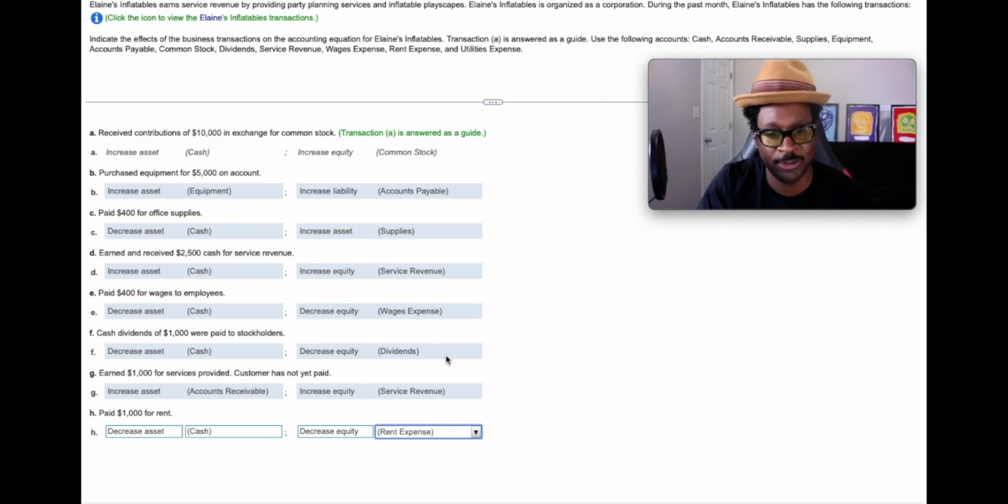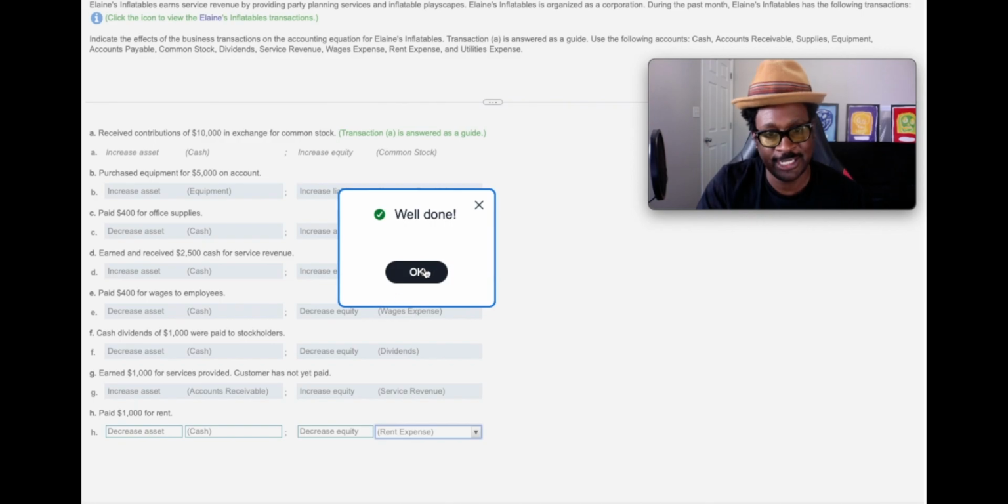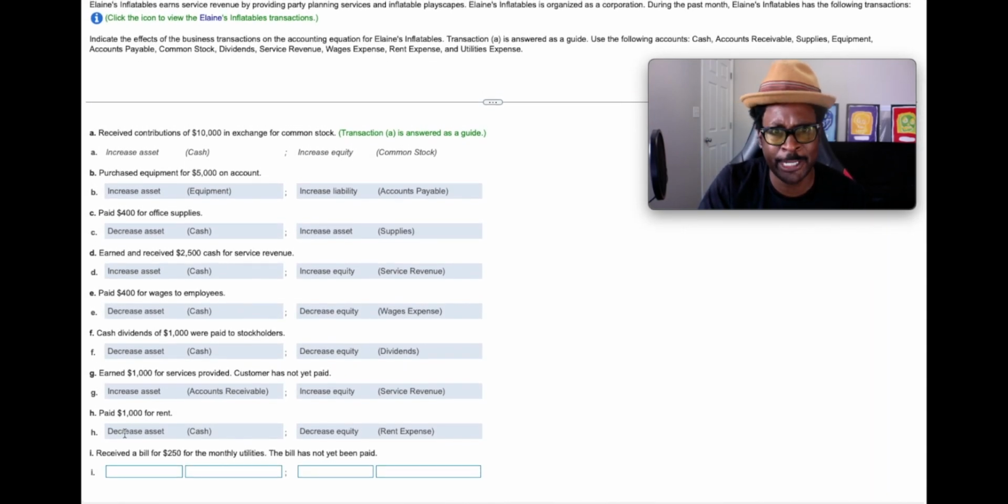Incurred is just a fancy word for happening. Check that. Well done. And I believe this is it, gang. So let's bring it on home. Received a bill for $250 for the month's utilities. The bill has not yet been paid. Okay, keywords. Utilities. We received a bill for utilities, but it hasn't been paid.